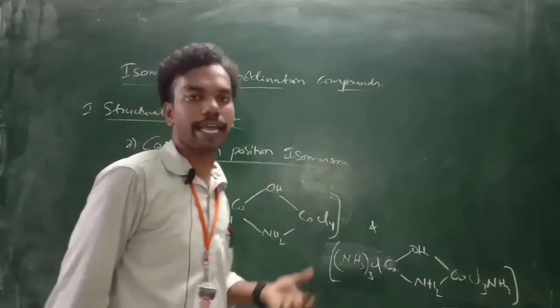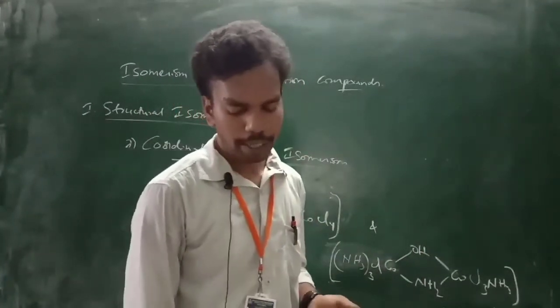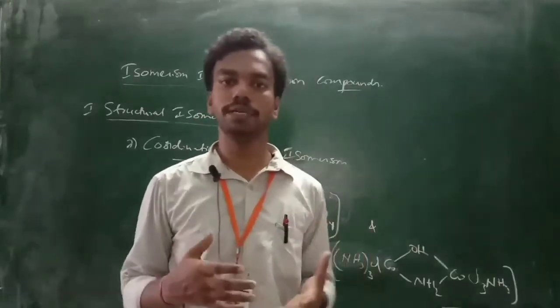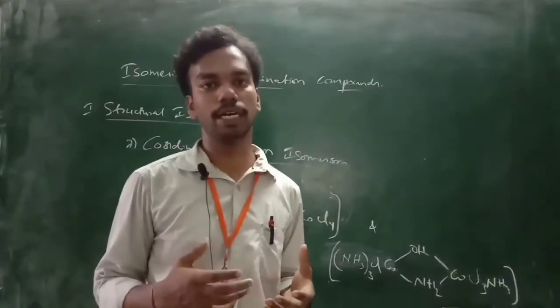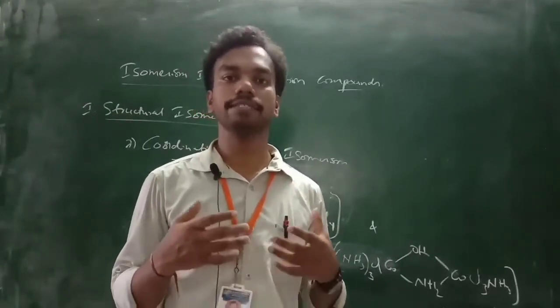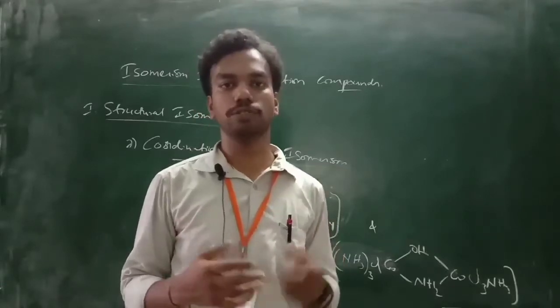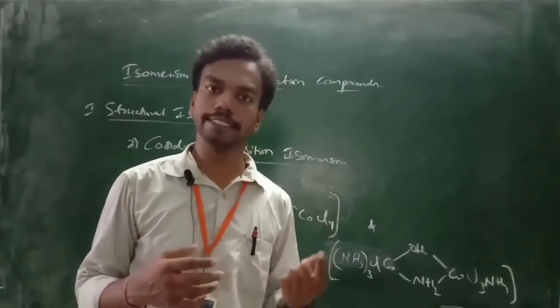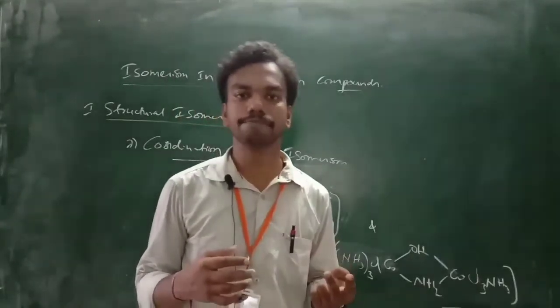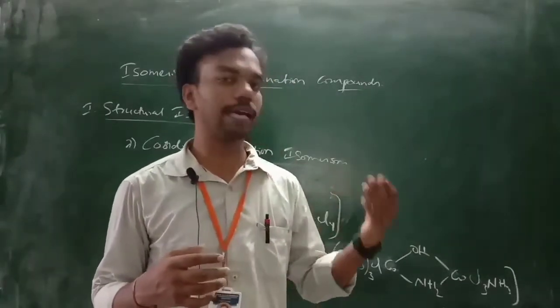So these are the different types of structural isomers. Just for quick revision, what is isomerism? Compounds which have the same molecular formula, but different physical and chemical properties due to different structural arrangements. There are two types of isomerism: one is structural isomerism, the second is stereoisomerism. In structural isomerism, there are different types.